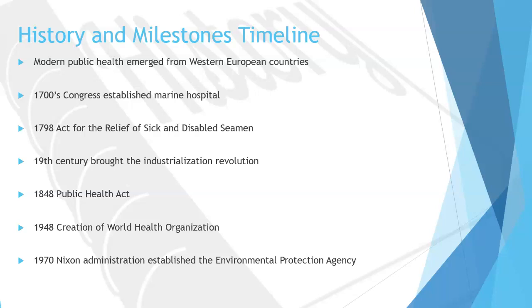Progress continued throughout the 19th century as military hospitals were established in key cities, forming the foundation for a national public health system. The 19th century brought the rise of the industrial revolution, which sparked the need for healthier cities. This resulted in a significant milestone in the first public health organization.